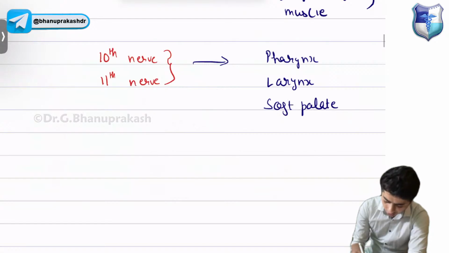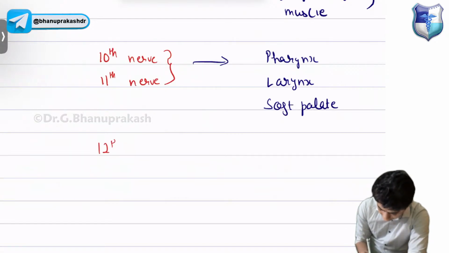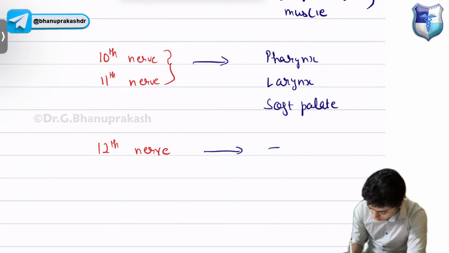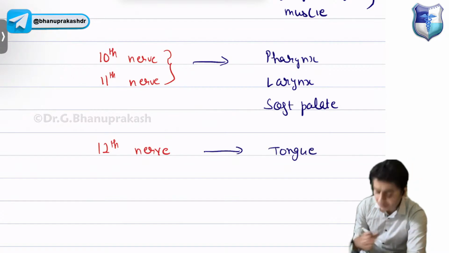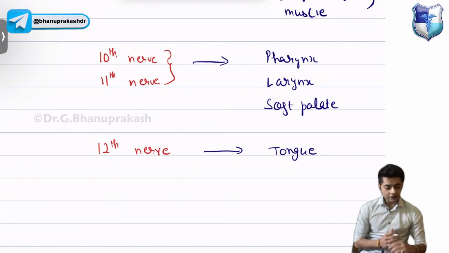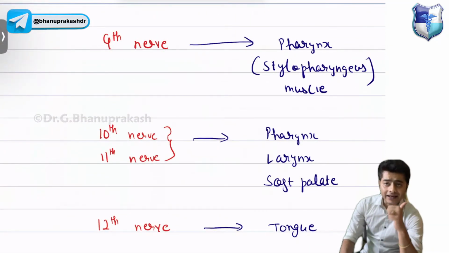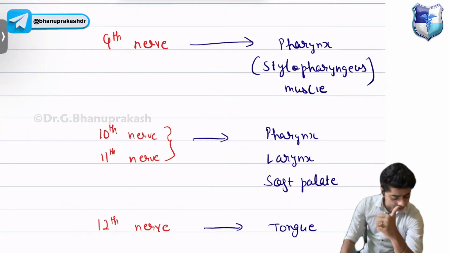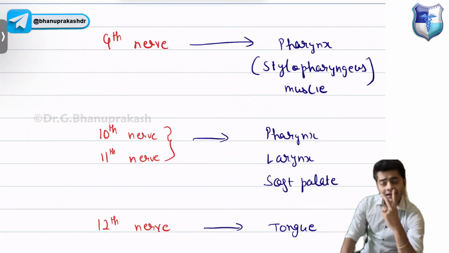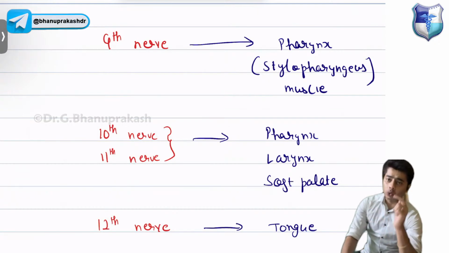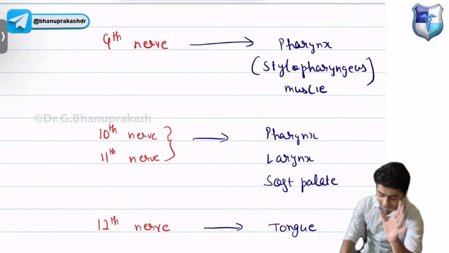Then comes your 12th nerve, and it innervates your tongue. So your ninth nerve innervates your pharynx, where there is your stylopharyngeus muscle. Then comes your 10th and 11th nerve, which innervates your pharynx, larynx, and soft palate. Then is your 12th nerve, which innervates your tongue.